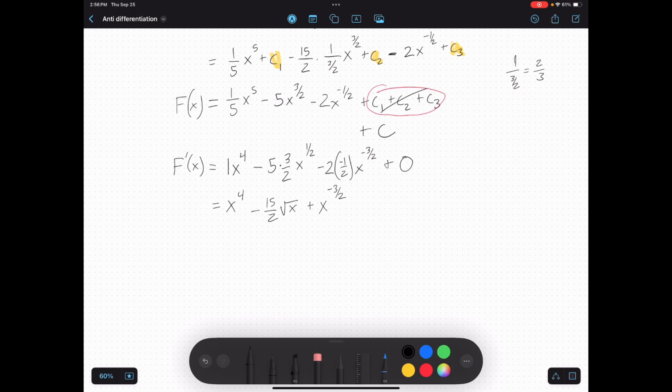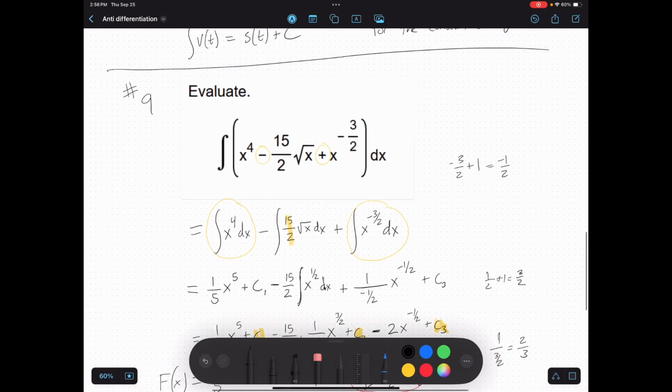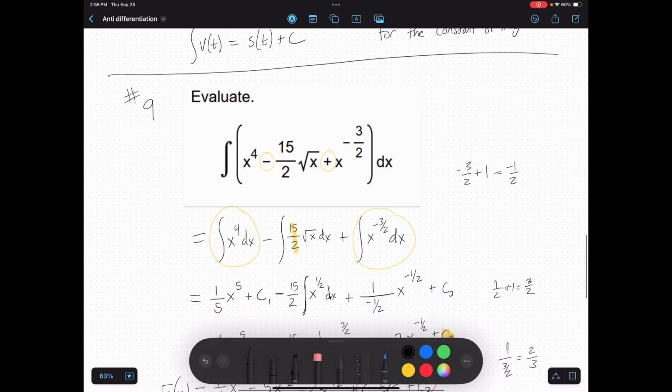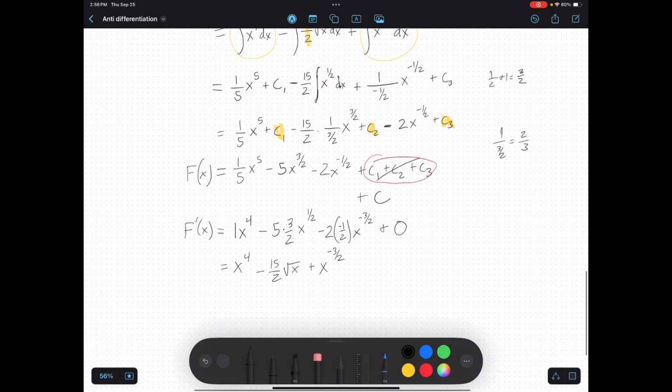Does that match what my starting function was? It does. And so, therefore, we can be very confident that we got the answer correct. Okay, let's look at the next problem.